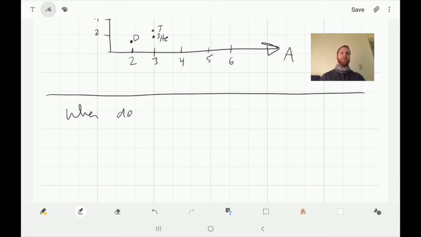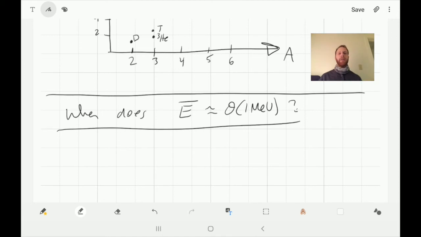So when does the temperature, when does the average energy approximately equal, let's just put, of order 1 MeV? Again, the nuclear scale. When? In time or redshift, etc. So let's do two things, and I'm going to skip some steps and let you fill in the gaps because that's better for you. Let's do one thing.